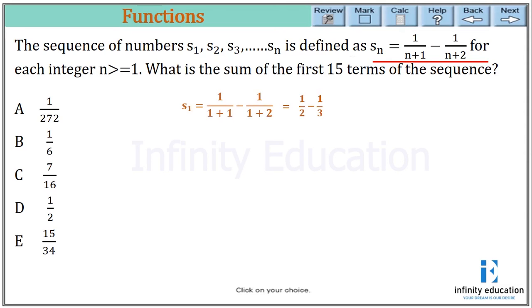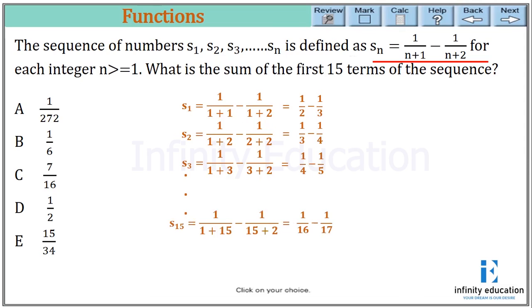If we write the first value of the sequence, we have 1 by (1 plus 1) minus 1 by (1 plus 2). That is 1 by 2 minus 1 by 3. The second one is 1 by (2 plus 1) minus 1 by (2 plus 2), that is 1 by 3 minus 1 by 4. The third one, by the same logic, is 1 by (3 plus 1) minus 1 by (3 plus 2), that is 1 by 4 minus 1 by 5. Going this way, the 15th term should be 1 by (15 plus 1) minus 1 by (15 plus 2), that is 1 by 16 minus 1 by 17.